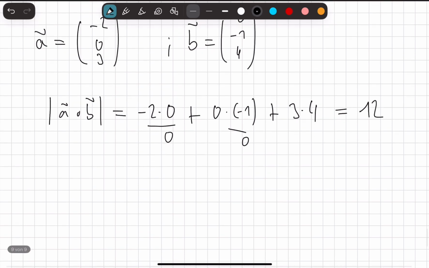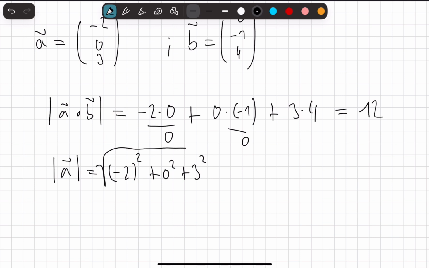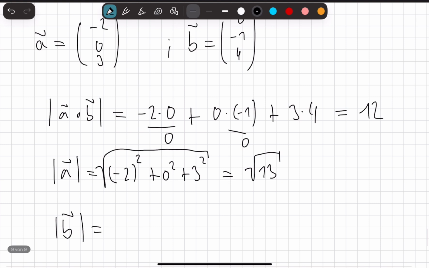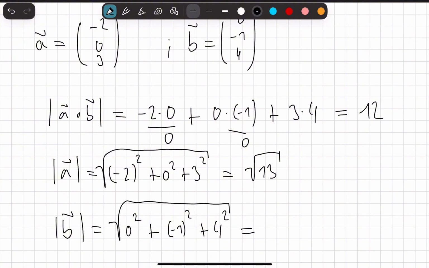And then the length of the vector a is the square root of -2 squared plus 0 squared plus 3 squared, so we get 4 plus 9, and that's the square root of 13. And then the length of the vector b is equal to the square root of 0 squared plus -1 squared plus 4 squared, so we get the square root of 0 plus 1 plus 16, which is the square root of 17.